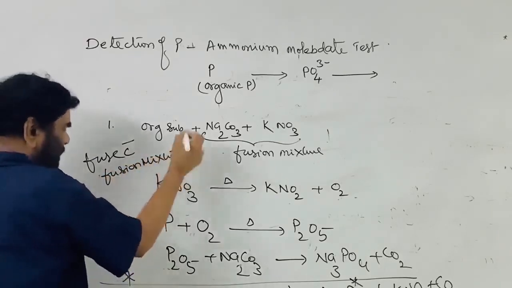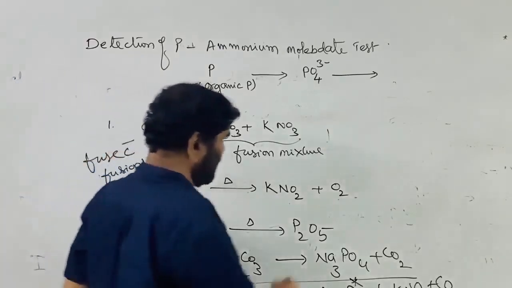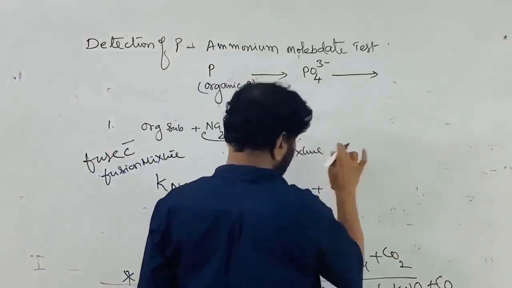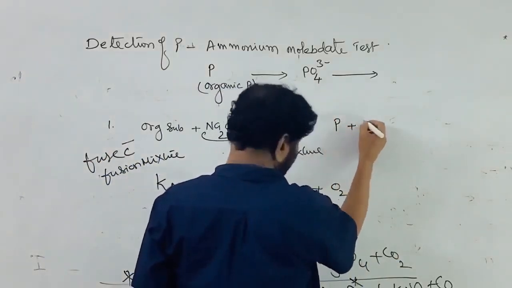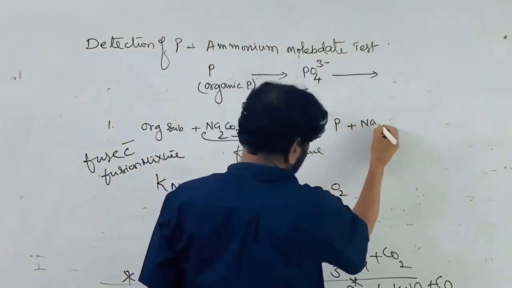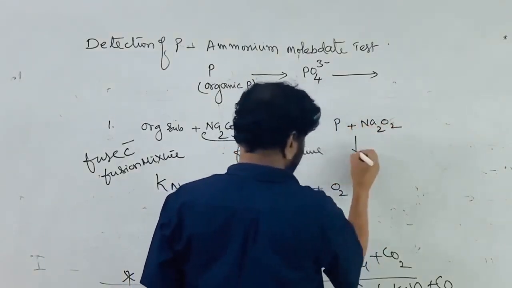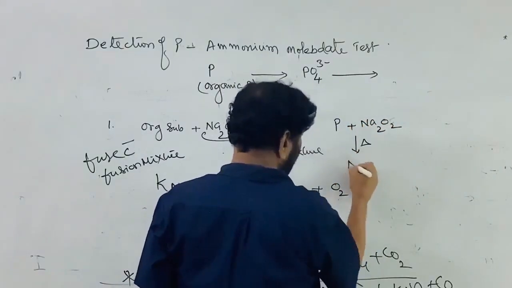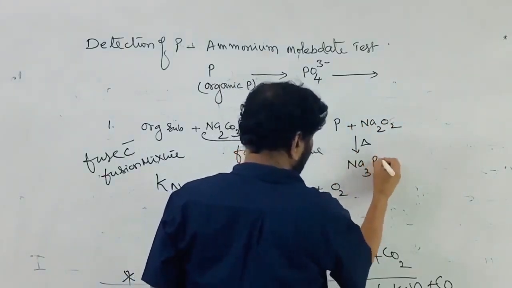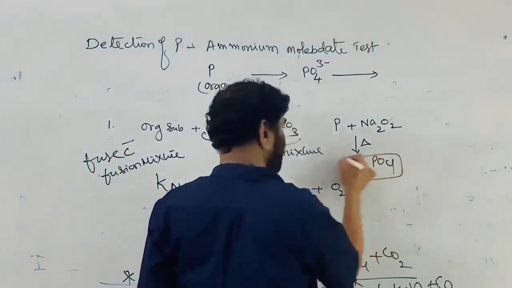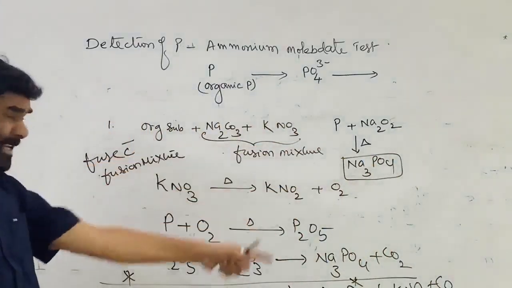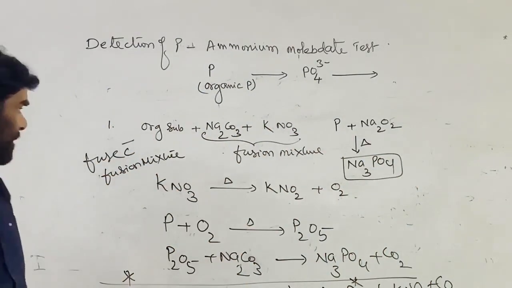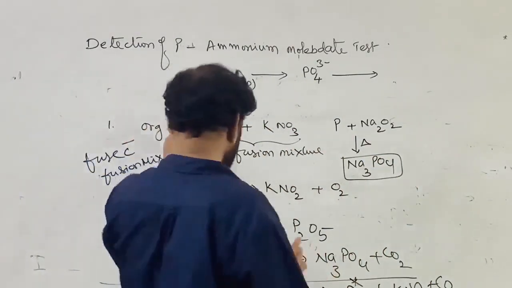There is another procedure, the other way it is also carried out. The organic substance is treated with sodium peroxide, which is an oxidizing agent. Na3PO4, sodium phosphate, is formed. This is the case with an oxidizing agent like hydrogen peroxide. Then the first step is over.